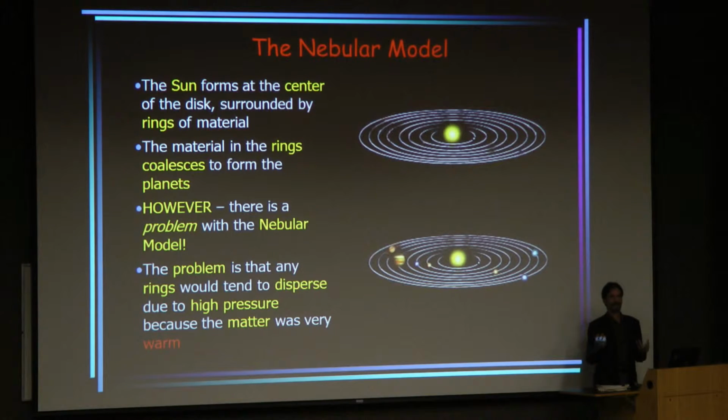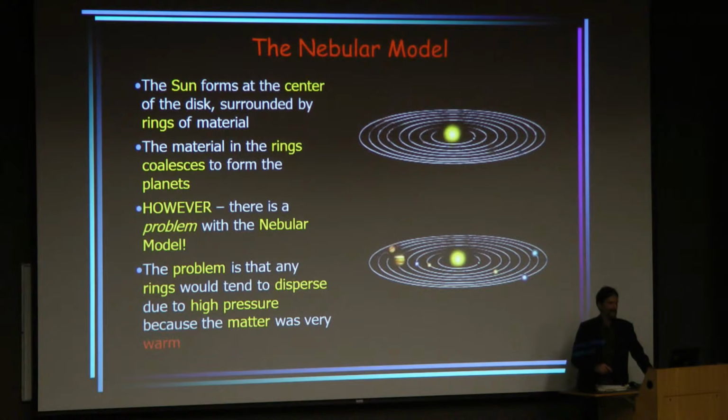And Laplace's idea, remember this is all Laplace's nebular model we're talking about right now, his idea was that the material would tend to form into rings. He didn't have a really good explanation for why that would happen, but that was what he thought would happen. And then the material in the rings coalesces and sweeps together, and you end up with planets. Okay? But there's a problem, just as I say here.